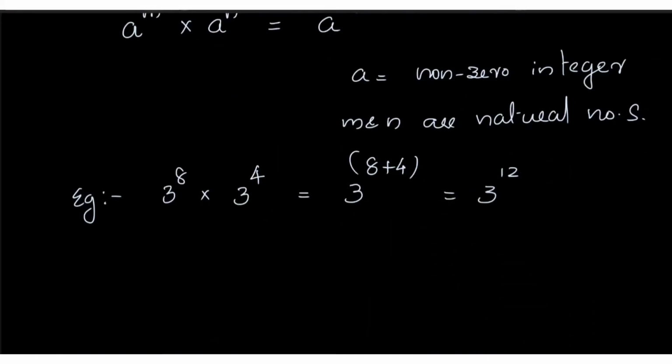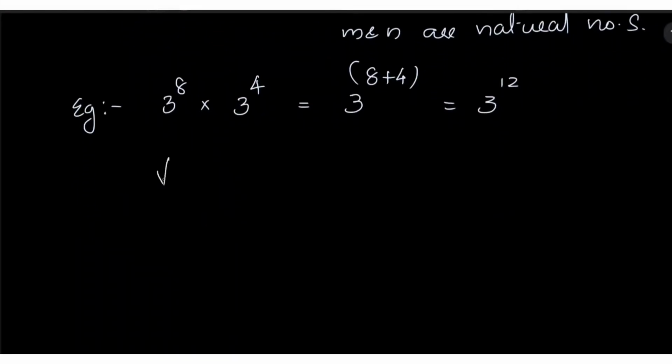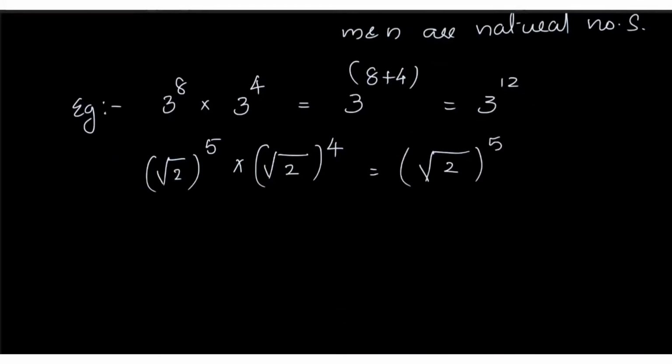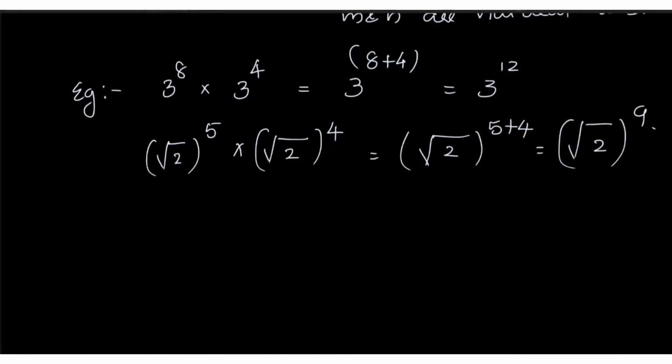That is the meaning. In the case of root 2 raised to 5 into root 2 raised to 4, it is equal to root 2 raised to 5 plus 4. Here the bases are the same. So 5 plus 4 is equal to 9. So root 2 raised to 9. This is the first law, the product of powers.